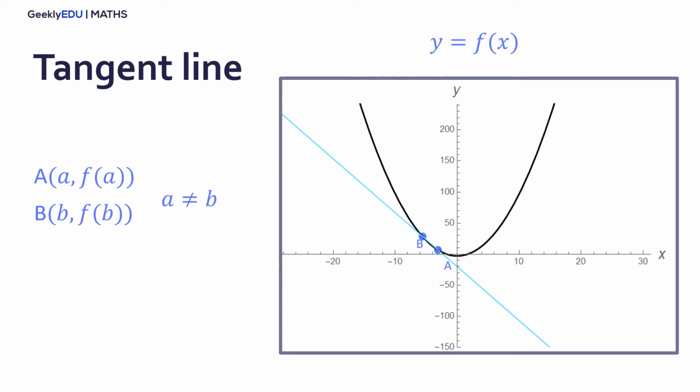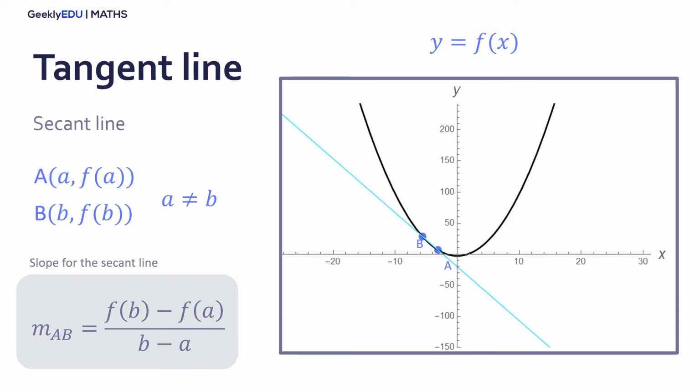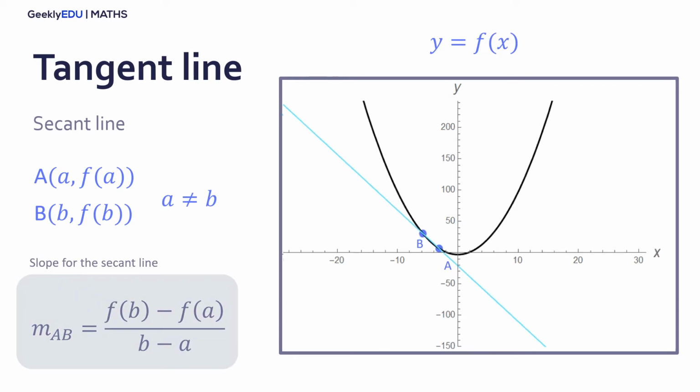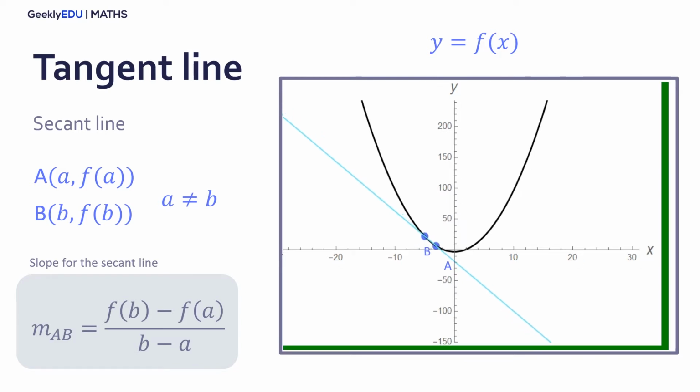And then we have to calculate the slope of the secant line AB with the well-known formula for the slope of a straight line. If we bring the point B closer to A, making the coordinate B tend to A, we get the slope for the tangent line.